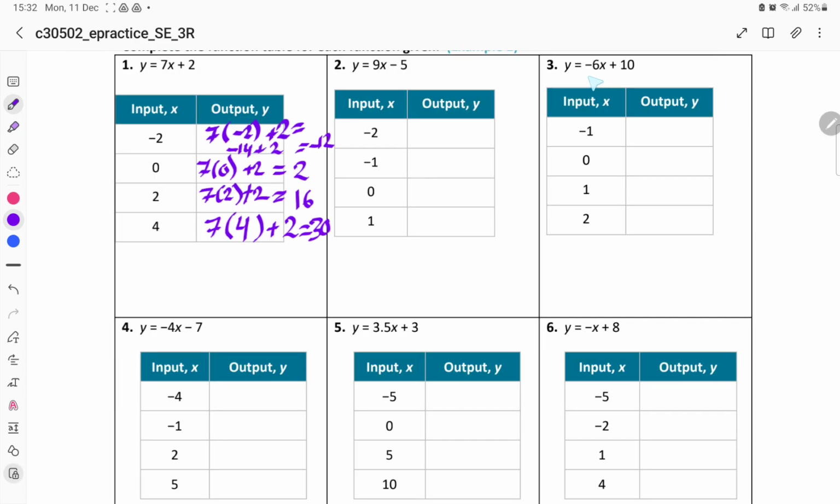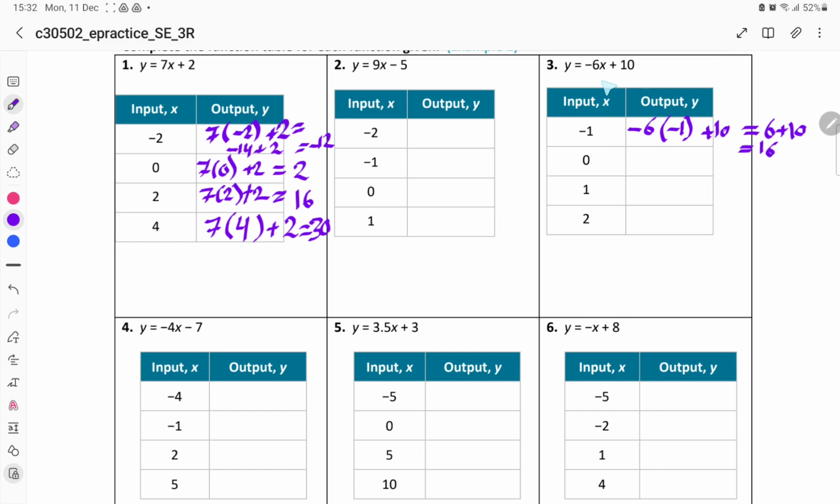Very good. Let's try another one, but the coefficient of x is negative. Let's try. So the x will be negative 1, 0, 1, 2. So y equals negative 6 times x, which is negative 1, plus 10. Negative 6 times negative 1, negative times negative is positive, so 6 plus 10 is equal to 16.